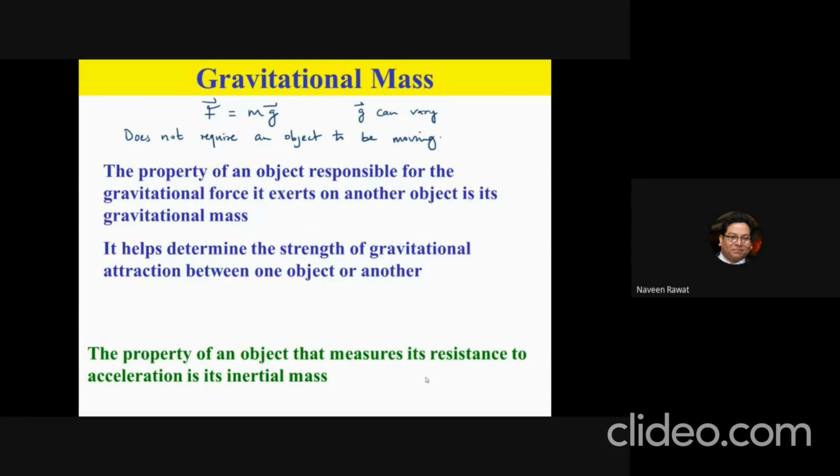Okay, and how do we understand both of these? If you look at this equation, we have force is equal to mg. Now we are saying that there is a force acting on this mass, and this g, which is that big expression of capital G, can vary from place to place, location to location.